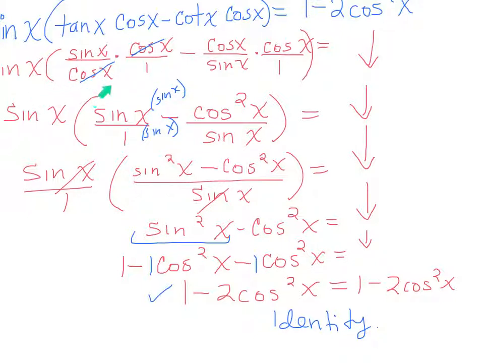And if you were to distribute, you're going to have sine square of x. If you distribute, this cancels with this, and that's going to be negative cosine square of x. So you could have saved the combining. You could have done that too. Yeah, okay. Okay, next problem.